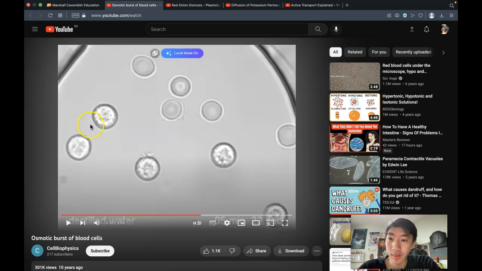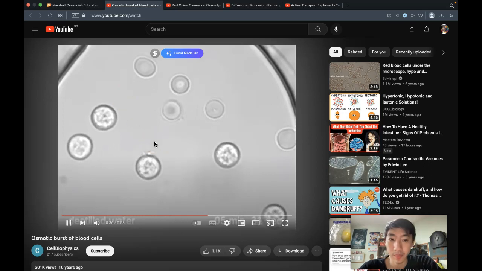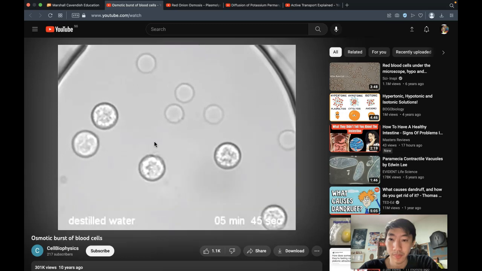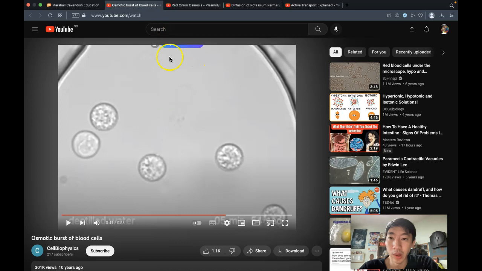So when you put the cells into pure water or distilled water, you are basically putting the cells into a solution with very high water potential. So let's see what happens. Okay, what happened to the red blood cells? They didn't just disappear, they actually lysed, they have burst, and so you can't see the cell membrane anymore. You can't see the cytoplasm anymore because it has already burst and the contents have spilled out into the solution around it.